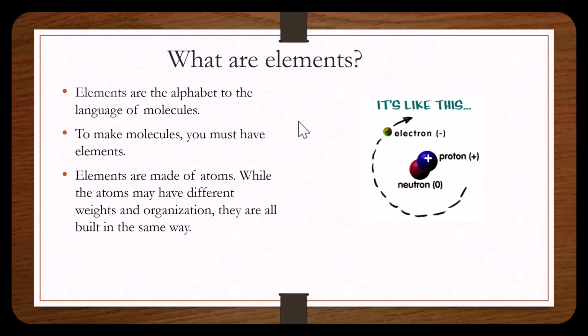Elements are the alphabet to the language of molecules. To make molecules, you must have elements. Elements are made of atoms. While atoms may have different weights and organization, they are all built in the same way.